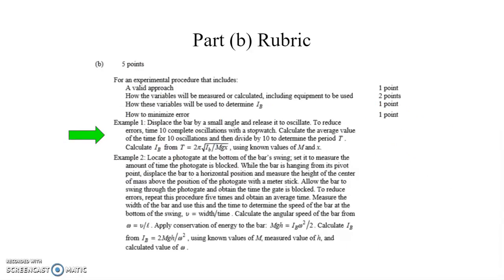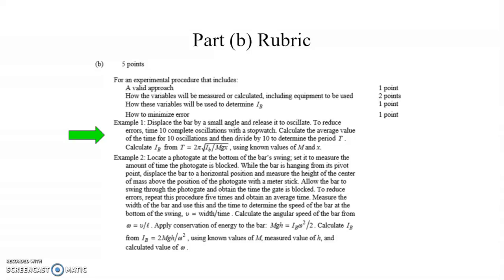So the first point is given for a valid approach, and as you can see in example 1 over here, the prompt uses a very similar approach. The next 2 points are given for explaining how the variables will be measured or calculated and the equipment used. So our explanation stated that we will measure t with a stopwatch and then use that to calculate the rotational inertia with the equation from part 2 of A.